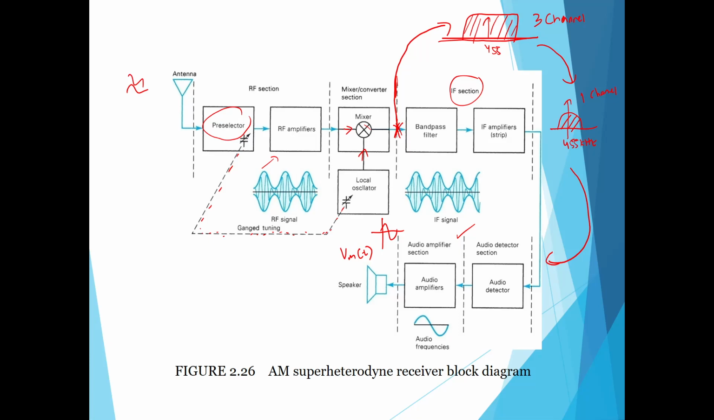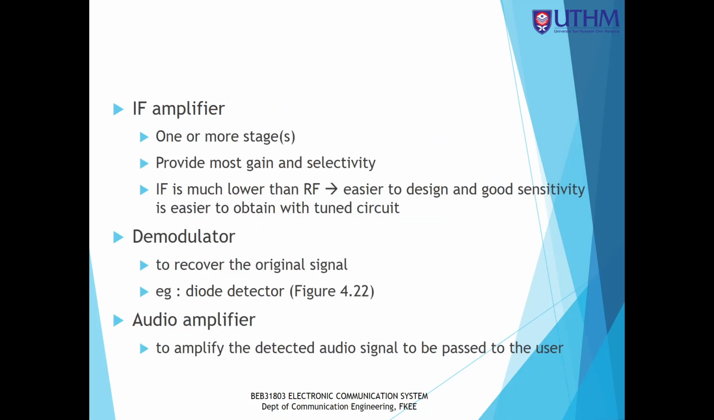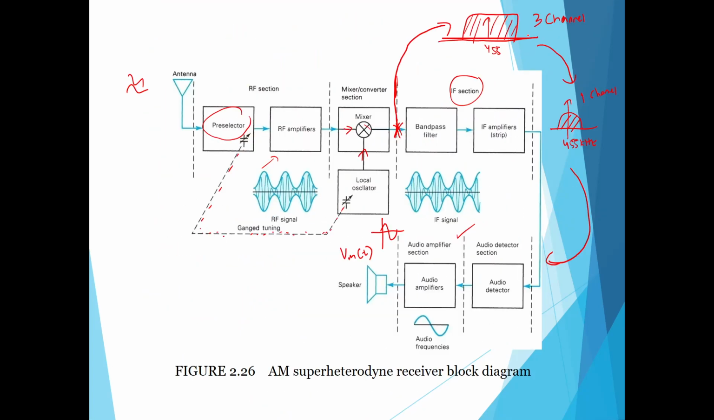So in the IF section, sorry, I forgot to explain. How does it go from 3 channels to 1 channel? How is it possible? Because we have the bandpass filter. The bandpass filter will select only one channel. So we receive a few channels, for example 3 channels.